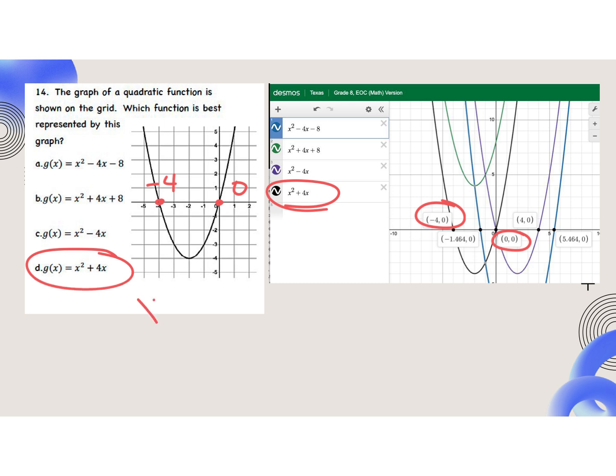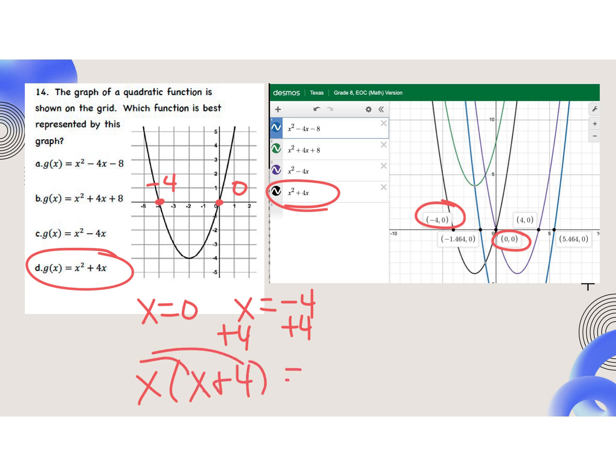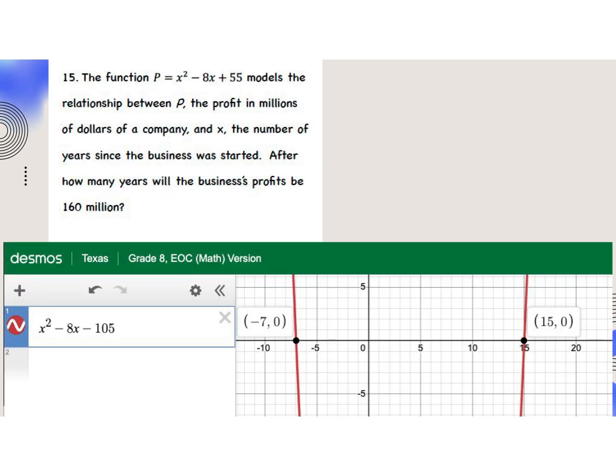You could say x equals 0 and x equals negative 4 if you wanted to work backwards. So you would have x times x plus 4, and then you would distribute. So that is another way that you could solve this. If you're happy with looking at the graph, that works as well.